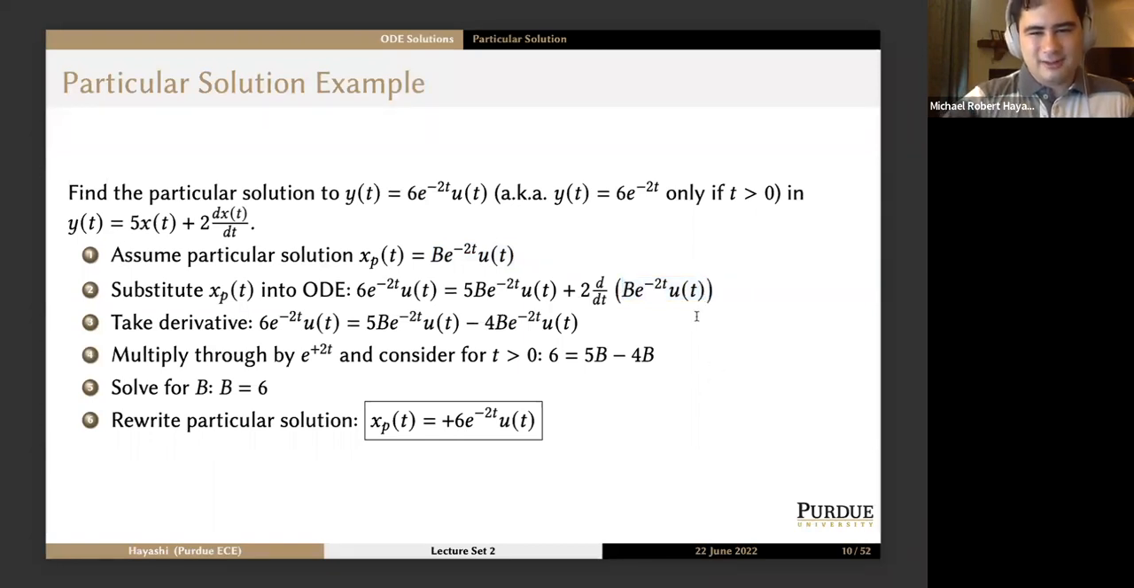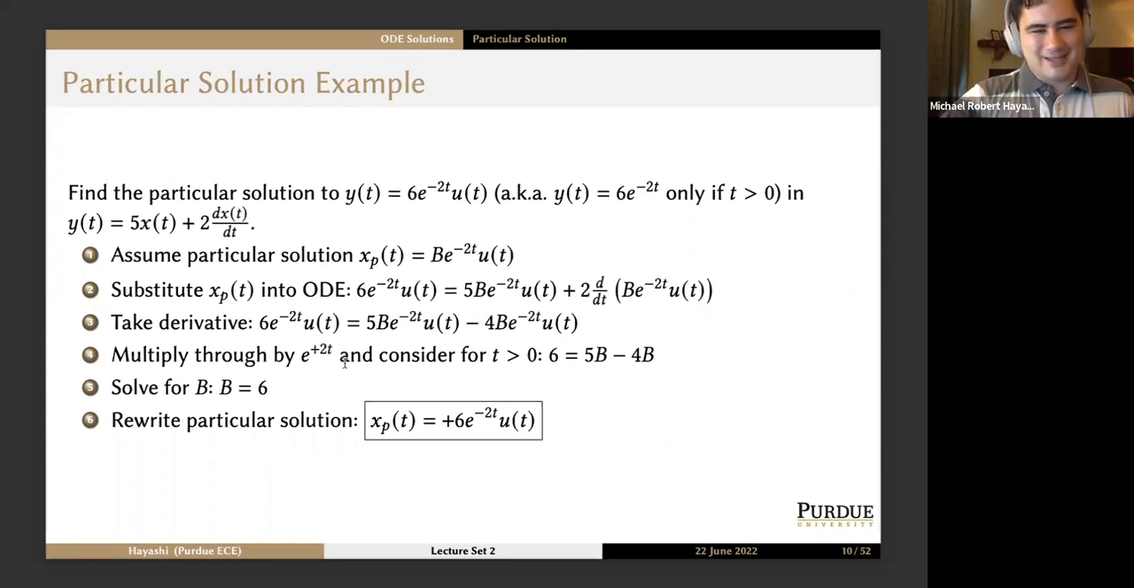We'll take the derivative of, well, b is just a coefficient. We factor it out. Now we just need the derivative of e to the minus 2t u of t. But again, we're solving for t greater than 0. So we'll just think of it as bringing a minus 2 out front. So 2 times minus 2 changes our coefficient out front to minus 4. So overall, we get 6e to the minus 2t u of t plus 5b e to the minus 2t u of t minus 4b e to the minus 2t u of t.